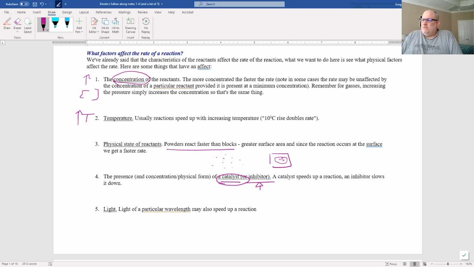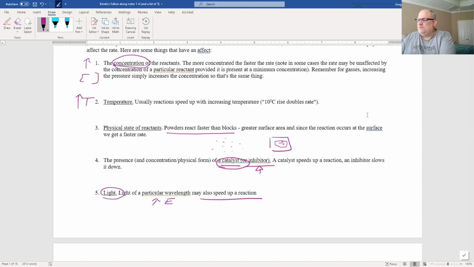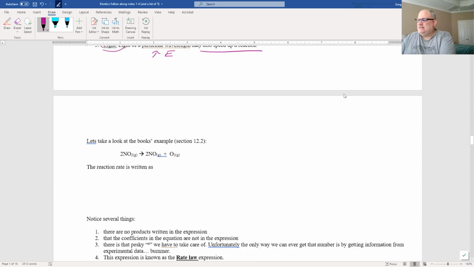And finally, light. It's kind of weird, but if you have particular wavelengths of light, which we know is energy, that can also speed up a reaction. So we could have just said if you add energy to a reaction, you can cause it to go more quickly. So let's move on to the next slide here.